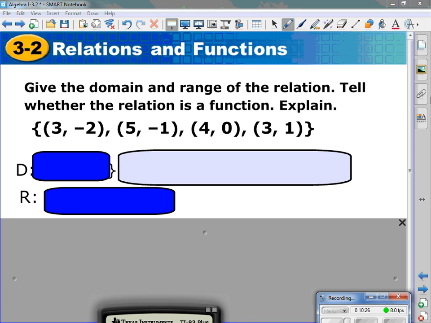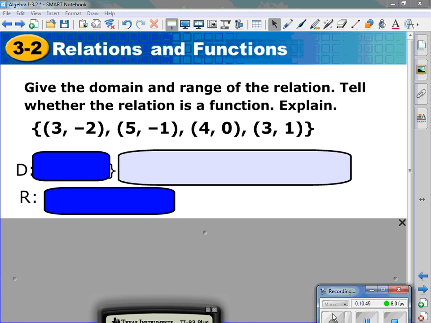Give the domain and range of the relation. We're going to tell whether the relation is a function. I have the points (3, -2), (5, -1), (4, 0), and (3, 1). Just write this down, then we'll explain.